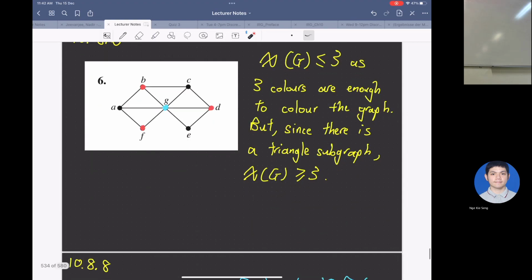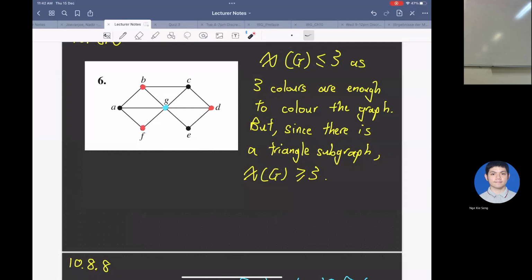Okay, let's look at this one. If you are given a graph and want to find the chromatic number, first you color your graph. Once you produce a graph coloring, the chromatic number is less than or equal to the number of colors you used, because the chromatic number is the least number.